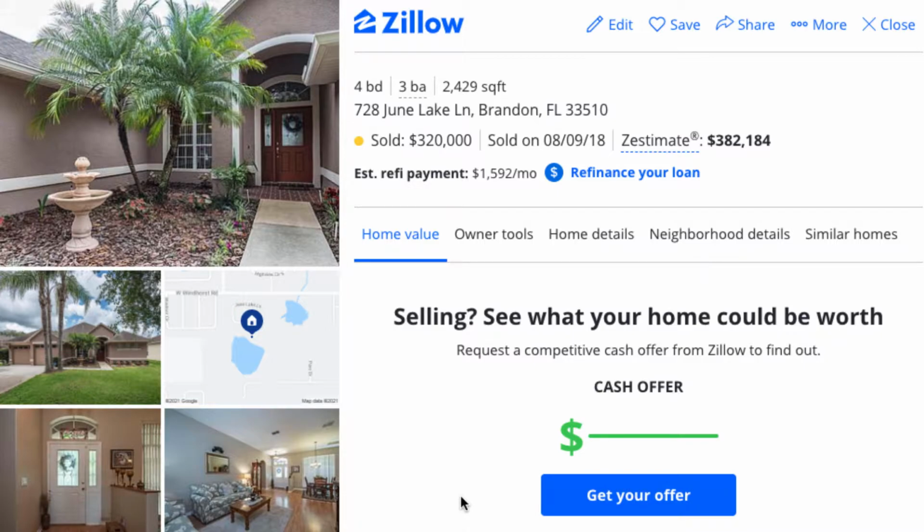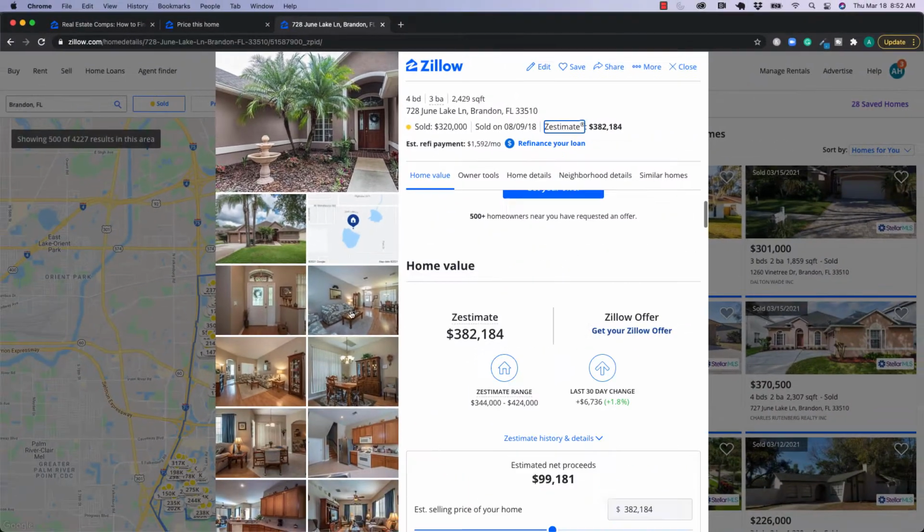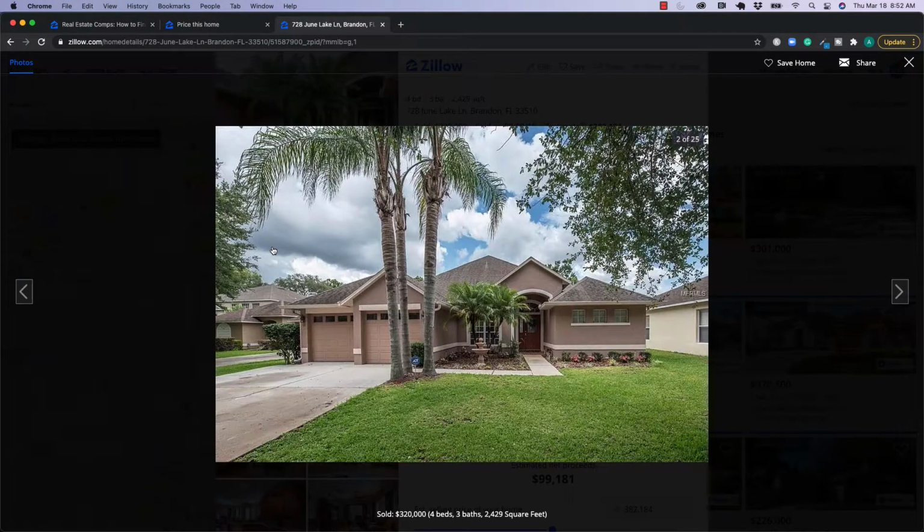Now on here we have on Zillow some information that it sold for $320,000 in August of 2018, and the Zestimate, so based on comparables, or as Zillow puts it, their best estimate of the home's market value, it believes that the value of this property is $382,000. However, we want to make sure that we do our due diligence to make sure that we are actually evaluating the property on our own to make sure we're not taking any factors out of the equation when evaluating the property. What's really great about this property as an example is that because it recently sold, we actually have some pictures and information on it.